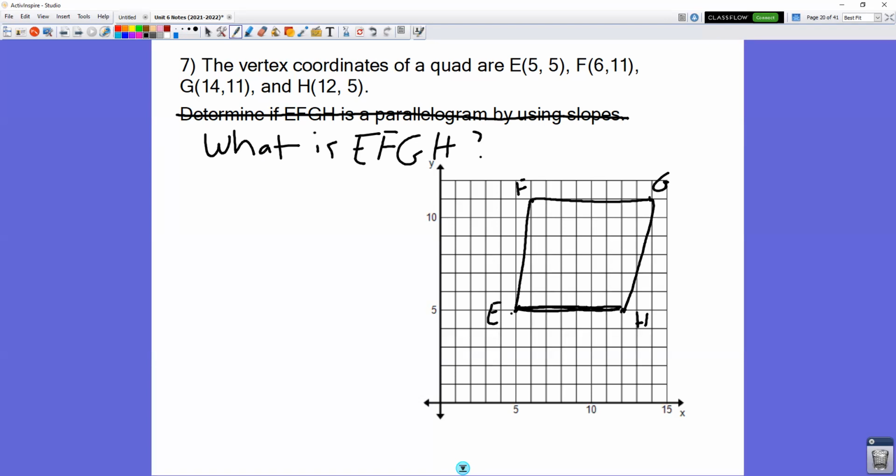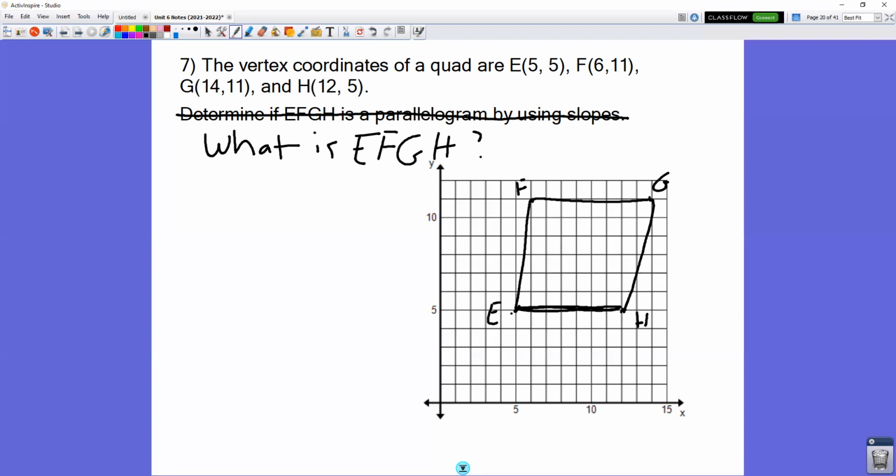Number one, I can look at this and see that it's not a rectangle and not a square, so it's probably not any of those things. We haven't learned a kite yet, so I don't expect you to know that yet. Is it a trapezoid? Maybe. Parallelogram, kind of iffy on that too. So just by looking at it, we can get rid of some things that we know it's not.